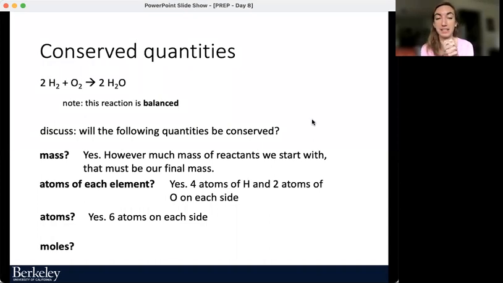Okay, sorry, I forgot to hit record. Just very quickly, mass is always conserved, always, no matter what. And the atoms of each element and the total number of atoms are also always going to be conserved, because we're not messing with the nucleus. So if we have 4 hydrogens and 2 oxygens on the left, we're going to have 4 hydrogens and 2 oxygens on the right. Any questions on those first 3?